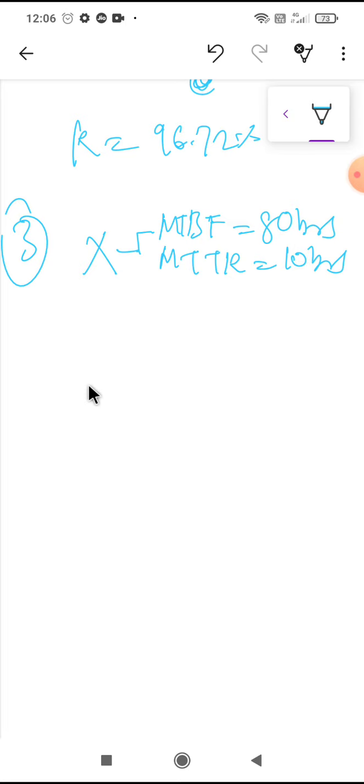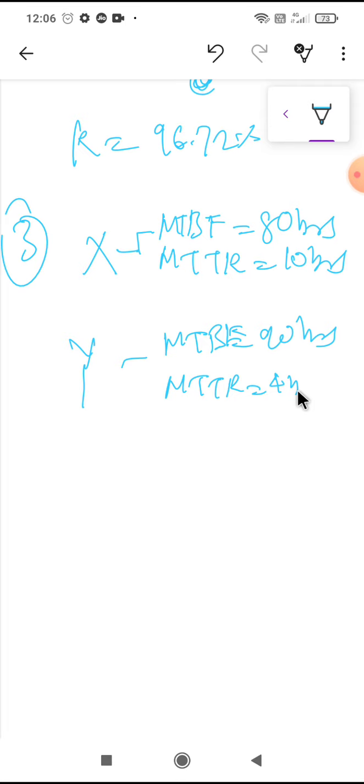And the product Y has MTBF of 90 hours and has MTTR of 4 hours, so which product has higher reliability? So we need to find which product has higher reliability. So what is reliability? Reliability will be equal to 1 minus failure rate per hour of operation, 1 minus unreliability, that is 1 minus failure rate.